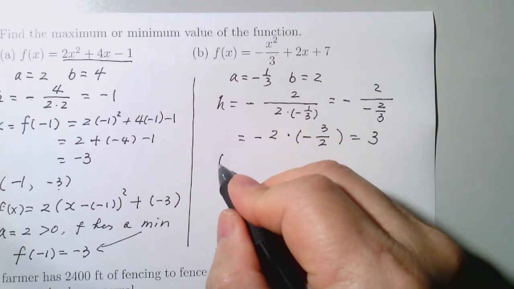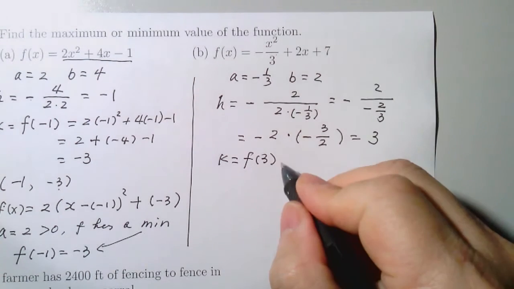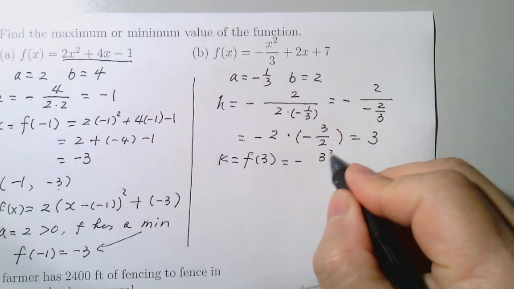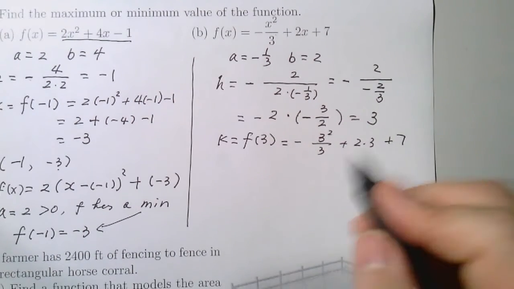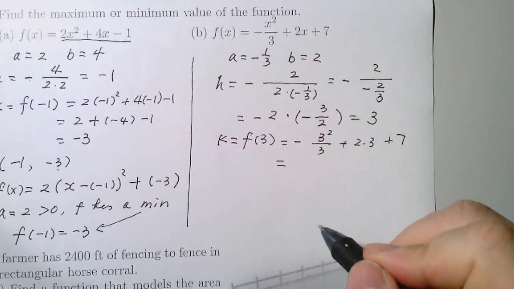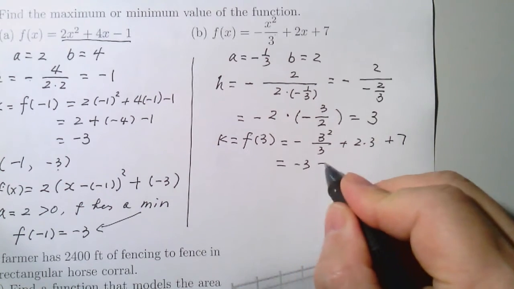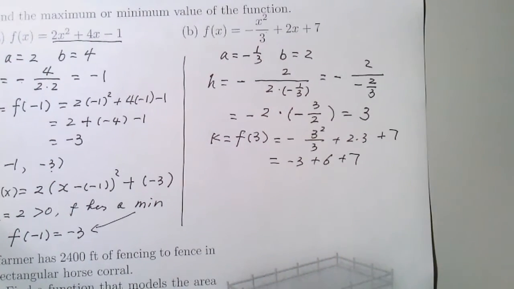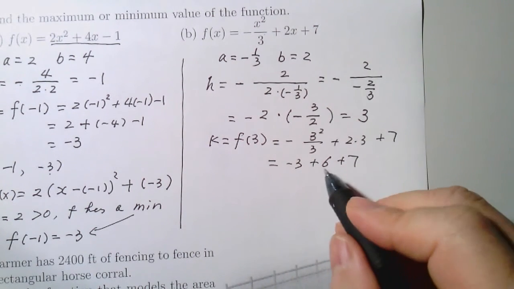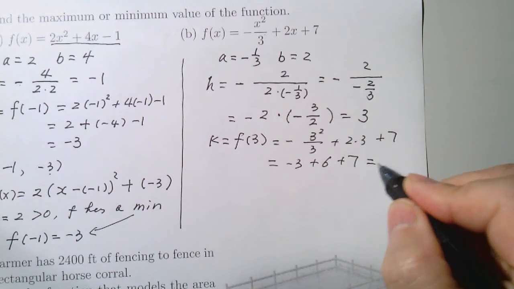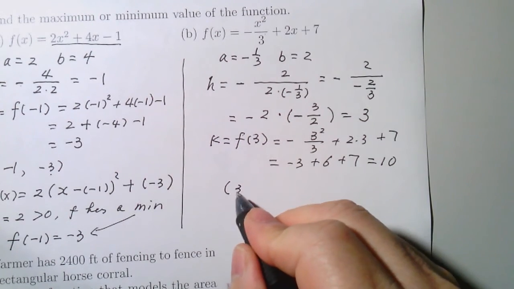So k equals f of 3, which equals negative 3 squared divided by 3 plus 2 times 3 plus 7. So that gives us 9 divided by 3, since 3 squared is 9, which is 3. So negative 3 plus 6 plus 7. Now you can see negative 3 plus 13 gives you positive 10. So the vertex is (3, 10).